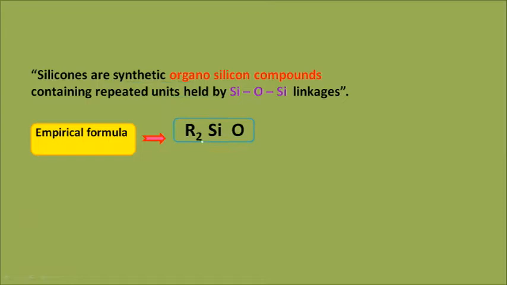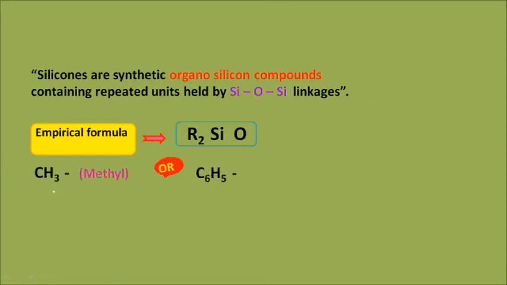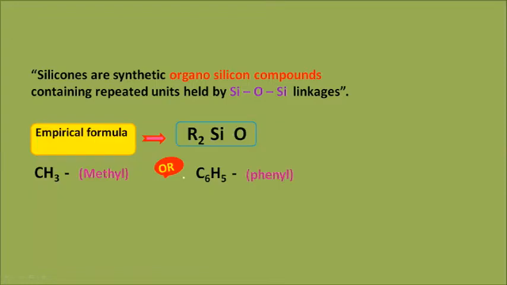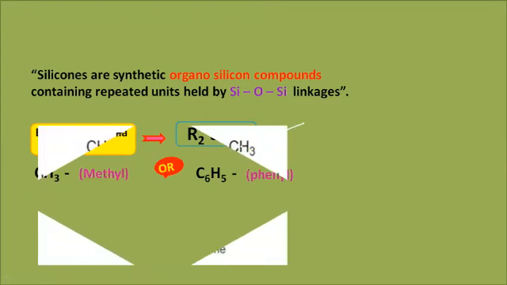Now, the empirical formula of this compound is R2SiO. We know that R is alkyl or aryl. So R can be a methyl group or R can be a phenyl group. There's no problem with that. Just remember R2SiO is the empirical formula, the basic unit formula. When R is methyl, you can see this is the formula. Look at the repetition: CH3, CH3, R2SiO, that is what they are telling.